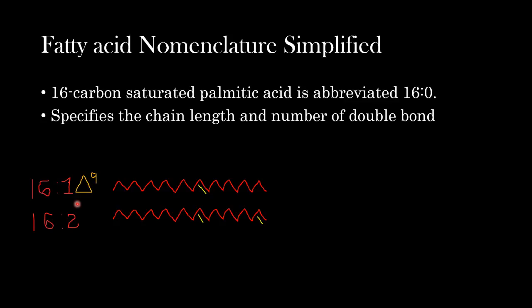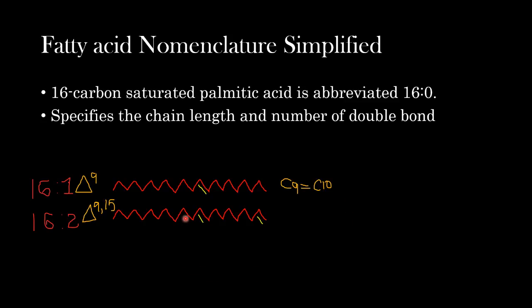sometimes we write delta raised to 9, or delta raised to 9 comma 15. So what does this delta raised to 9 specify? This delta raised to 9 specifies the position of the double bond. So here the position of the double bond will be between carbon 9 and carbon 10.